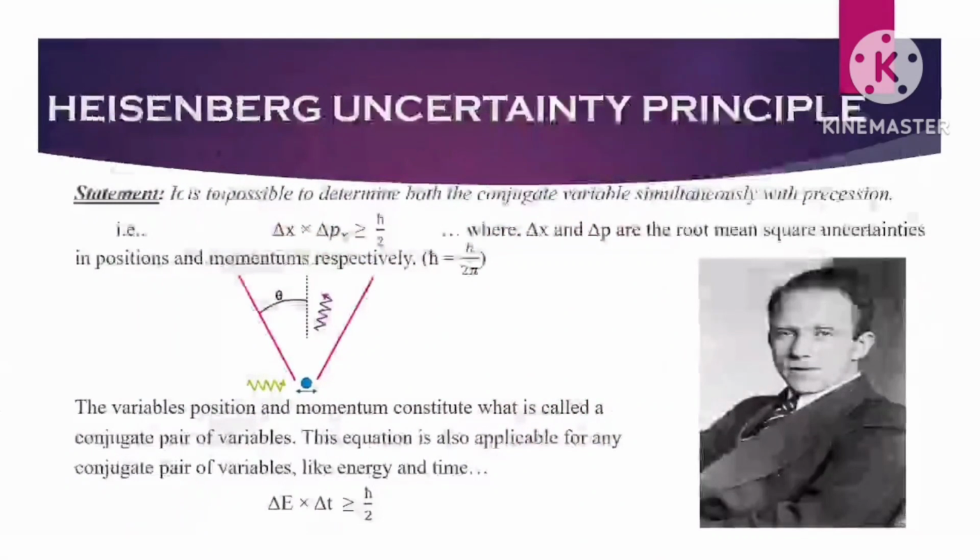And finally, Heisenberg stated that it is impossible to determine both the conjugate variables simultaneously with precision. It has been observed for a quantum mechanical particle that certainty in one introduces uncertainty in another. So till now we have seen how we gradually shift from classical mechanics towards quantum mechanics. But here is a hidden fact.